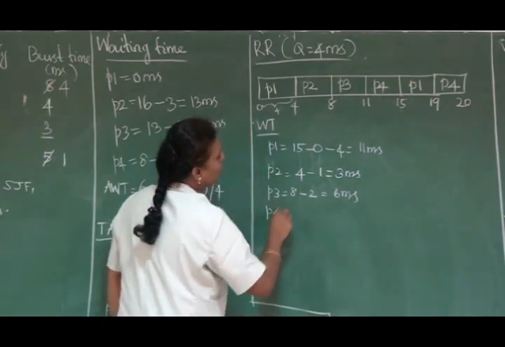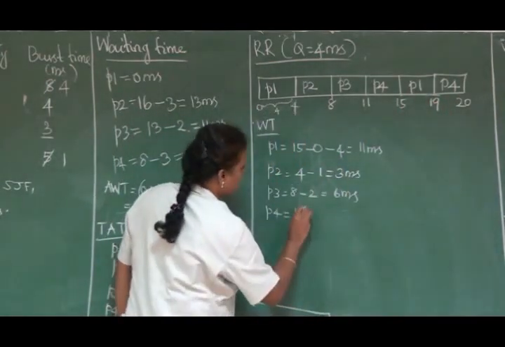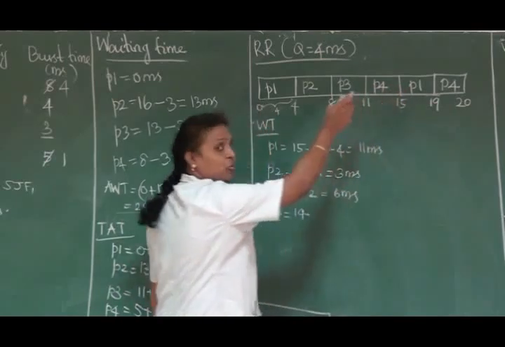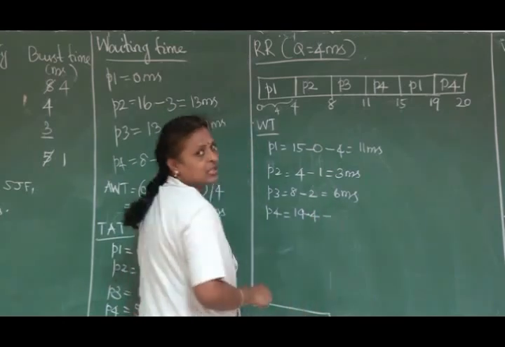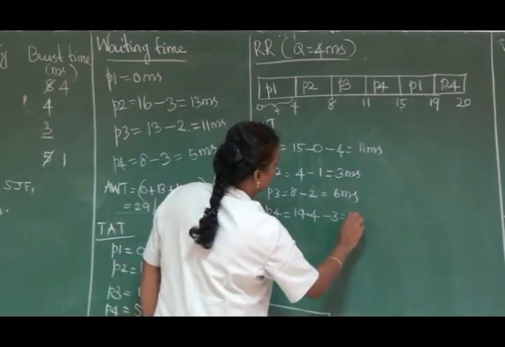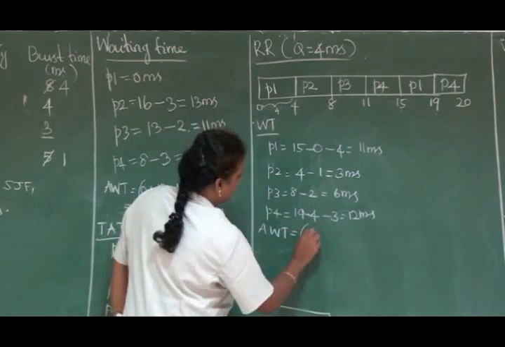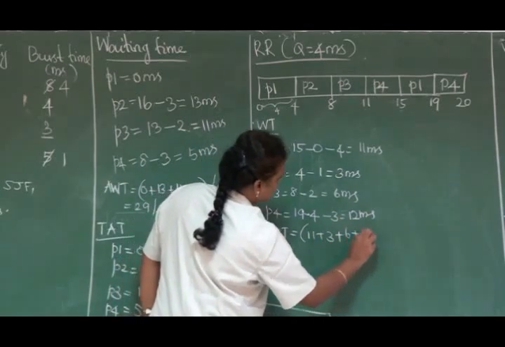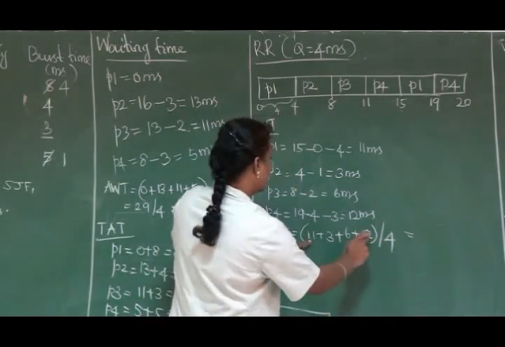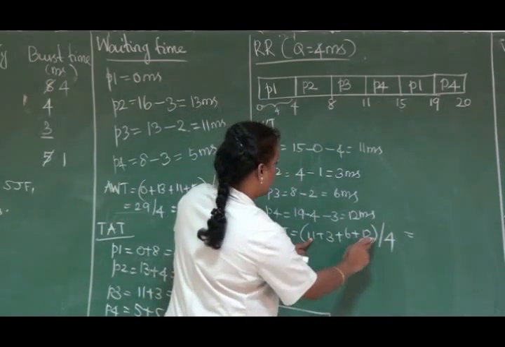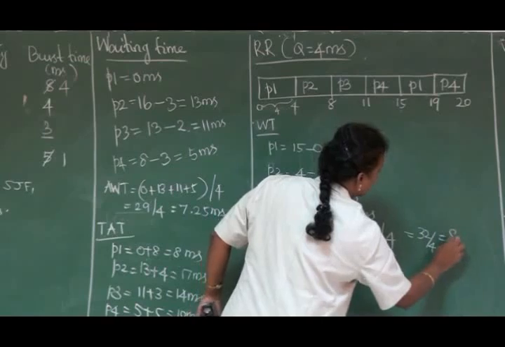And finally, P4 gets the CPU more than 1 time. So its latest allocation time is 19, minus how much time the process has already been executed by the CPU, which is 4, minus its arrival time, which is 3. So that is 12 milliseconds. So average waiting time is equal to 11 plus 3 plus 6 plus 12, divided by 4. So this will become 32. 32 divided by 4 is equal to 8 milliseconds.